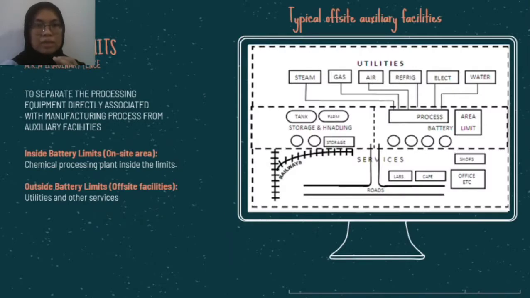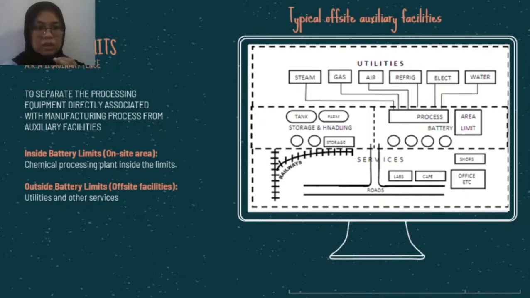So, on-site plant is a category under the battery limits, also known as the imaginary fence. So what is battery limits and imaginary fence? It is used to separate the processing equipment directly associated with the manufacturing process from auxiliary facilities. So there are two limits in the battery limits.